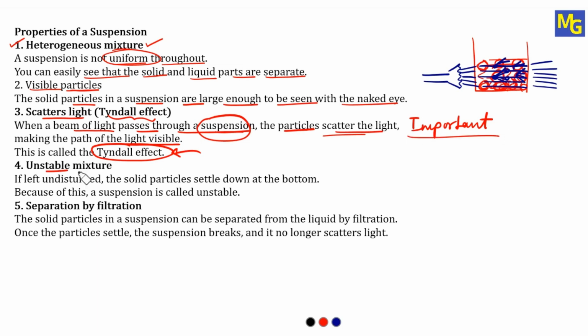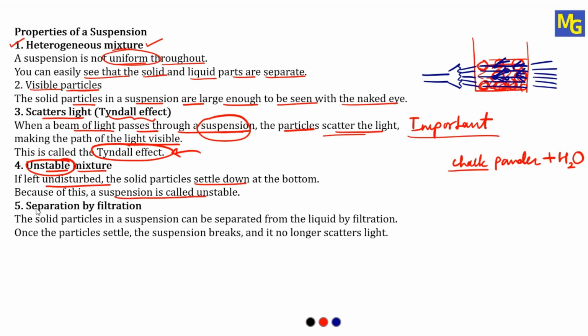Next property is unstable mixture. What is unstable? So see here, if left undisturbed, the solid particles settle down. So if you take this chalk powder and water mixture, or I can say rice flour or wheat flour and water mixture, you may see a white color solution because many of the particles will remain suspended in the solution. If you keep that beaker without disturbing, then the larger particles of this chalk powder or rice flour get settled, and the smaller particles will remain suspended. So when they are getting settled at the bottom, such type of mixture is called as unstable mixture. So because of this, suspension is unstable.